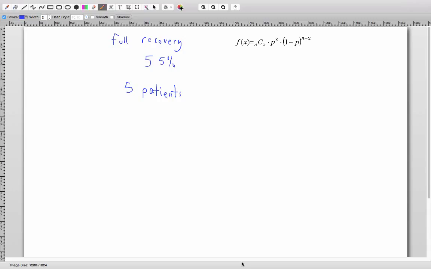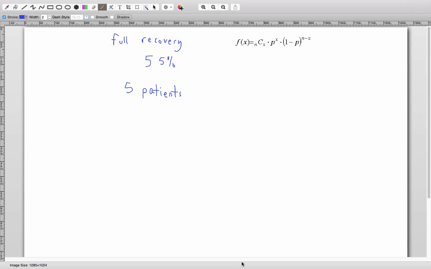Let me read it. It says a doctor is assigned the following chances to a medical procedure. And it lists different percentages. Full recovery, 55% of the time. Condition improves, 24%, no change, 17%, and condition worsened, 4%. Okay? Suppose the procedure is performed on 5 patients. Assume that the procedure is independent for each patient.